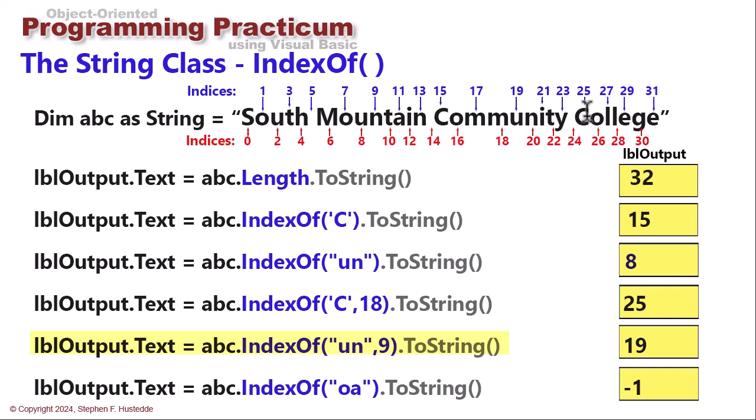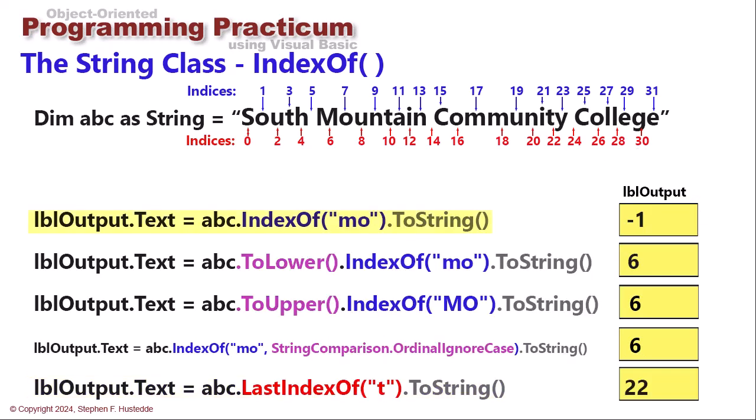I do the same thing with a phrase where there are multiple letters, in this case UN, and I'm going to start searching at index 9, and the first UN that it finds would be at 19 in Community. And then if it searches for something and can't find it, I'm going to search for OA here. There is no OA in our string. So if it can't find it, it will return a -1. That's going to be true as well if I simply search for, say, a lowercase c. It wouldn't find a lowercase c. They're all uppercase. That would return a -1. Along those lines, if I search for a lowercase mo, there is none. It's an uppercase Mo, so it's going to return a -1.